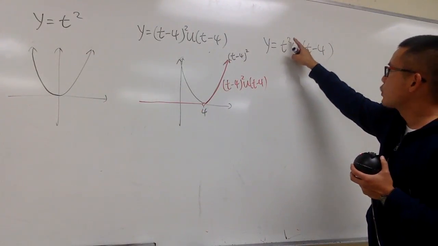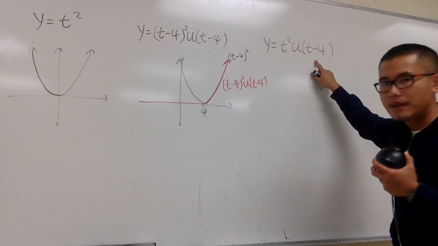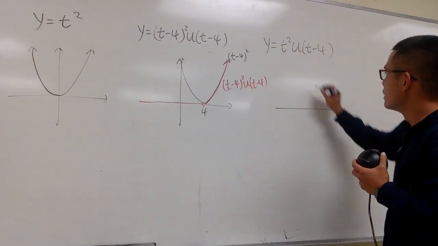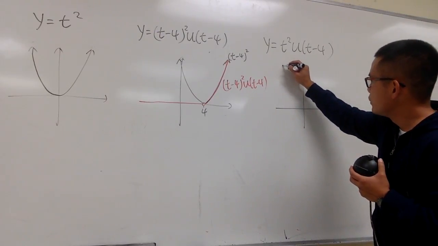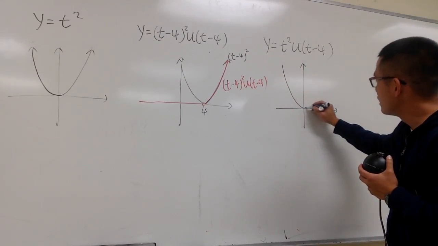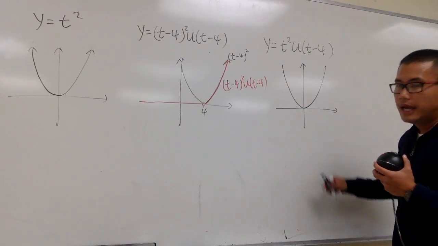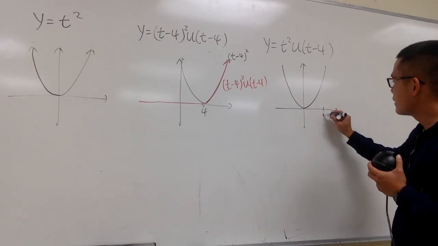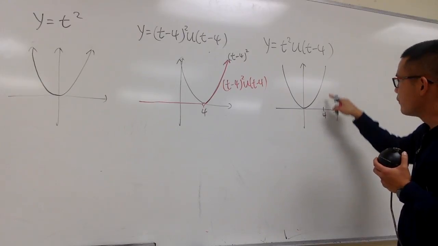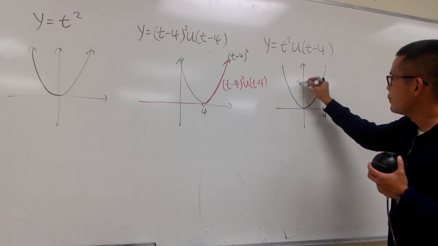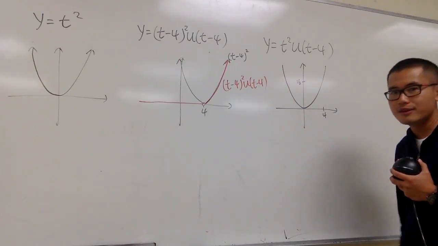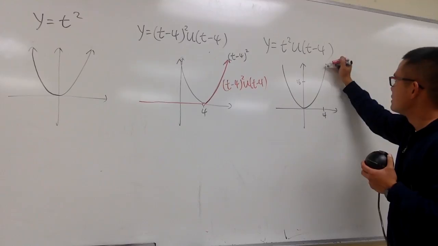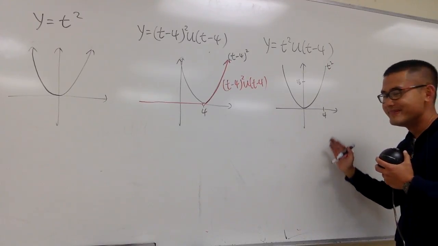Last one, we have t squared times u of t minus 4. Same thing. Let's go ahead and graph this first, which is just the regular t squared, right? So you have a parabola like this. And you have to look at the number 4. Let's say the 4 is right here. And you know when t is 4, the y value is 16. So if you would like, just indicate I have a 16 there. Anyway, by the way, this is the traditional t squared.